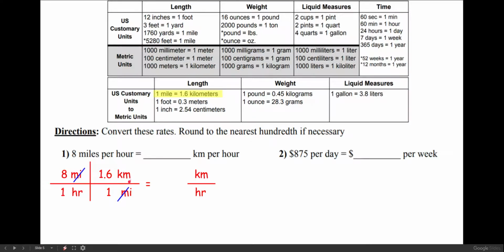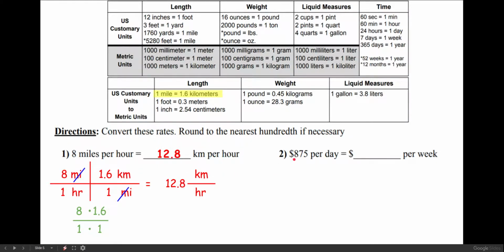So if we see what we have left, we have these numbers, and then we have kilometers, which hasn't been crossed out, on top, just like we have them here. And we have hours on the bottom, which hasn't been crossed off. So what do we do with these numbers? Well, the numbers across from each other get multiplied. So 8 times 1.6, and on the bottom, 1 gets multiplied with 1. If you multiply that out, 8 times 1.6 divided by 1 times 1, you end up with 12.8 over 1, which is just 12.8. So 12.8 kilometers per hour is going to be our answer.